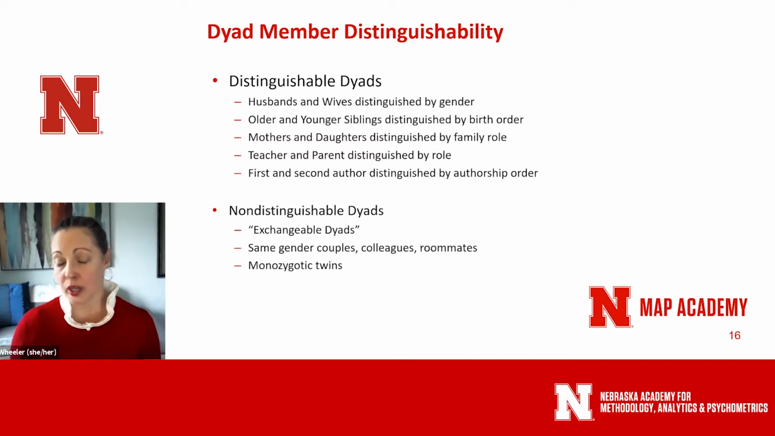But there are cases when dyad members aren't distinguishable. So in that example of roommates, right? If the roommates are of the same gender, how would you know who dyad member 1 is and who dyad member 2 is? So there are approaches for that type of data. Today, I'm really going to be focusing on what I'm calling distinguishable dyads. So those dyads where there is a theoretically relevant or empirically relevant factor that can distinguish members.